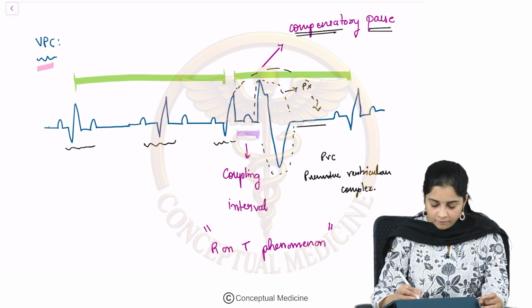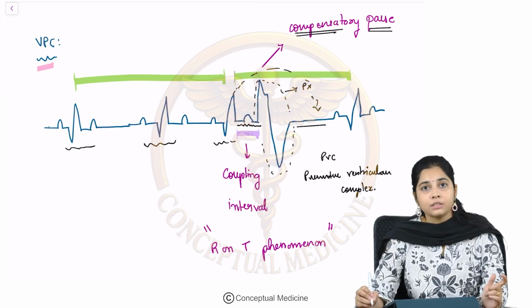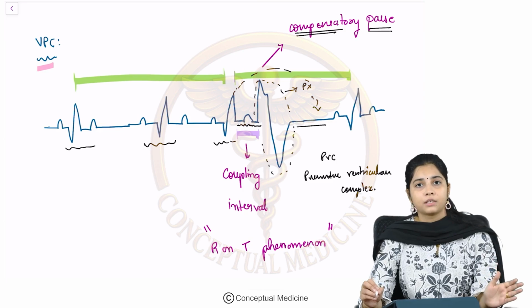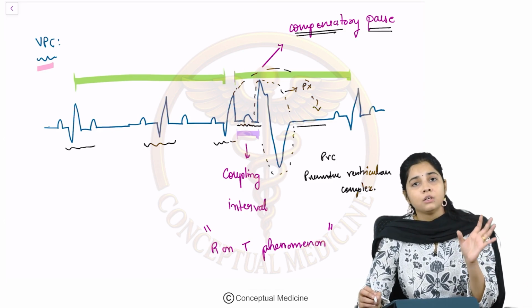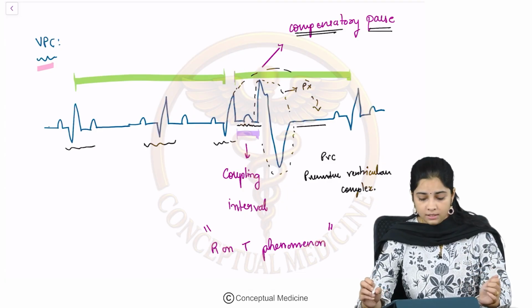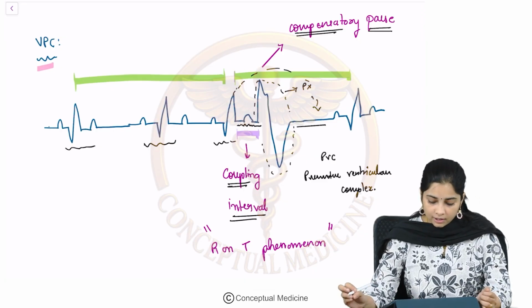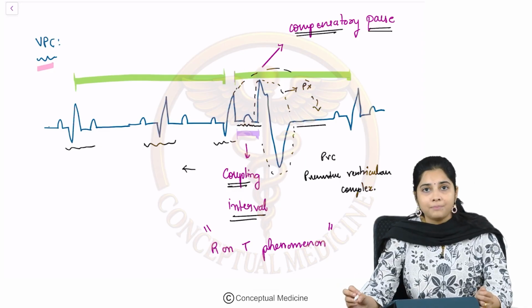Then, the time from the previous T wave to the arrival of the PVC. The time between the T wave of the previous QRS complex, which is a normal beat, and the PVC is what we call the coupling interval. So, what is the importance of the coupling interval?